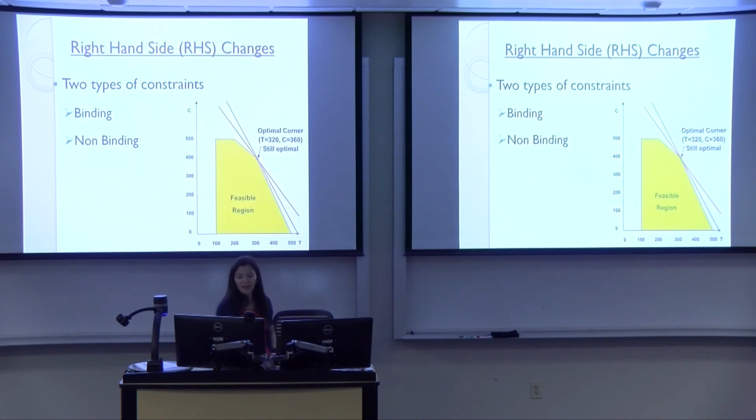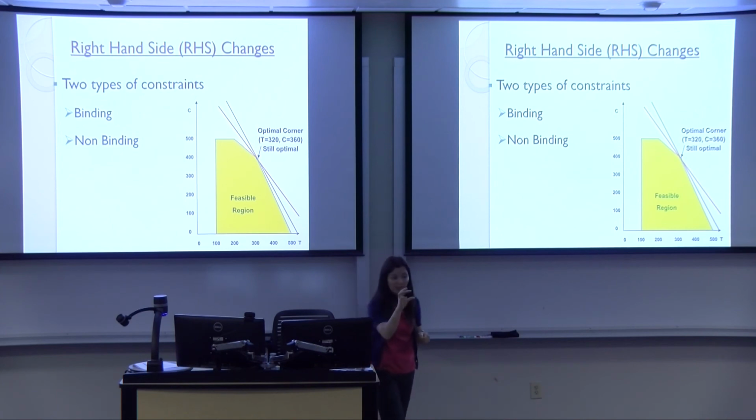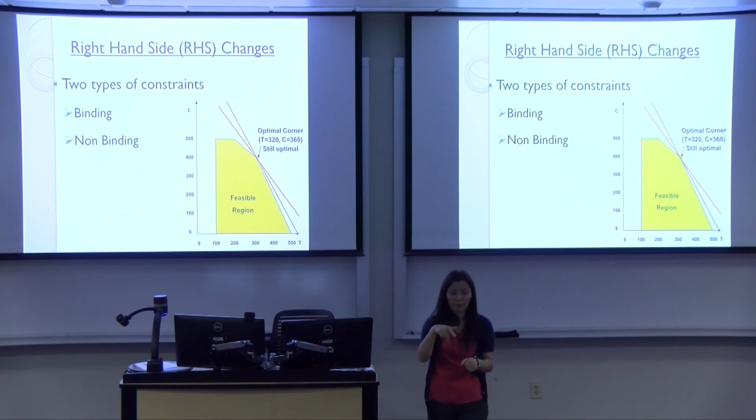How about when the right-hand side of the constraint changes? That means the value of the limited resource changes. If it is a non-binding constraint, do we think the feasible region will change? Do you remember what the definition of a non-binding constraint is?